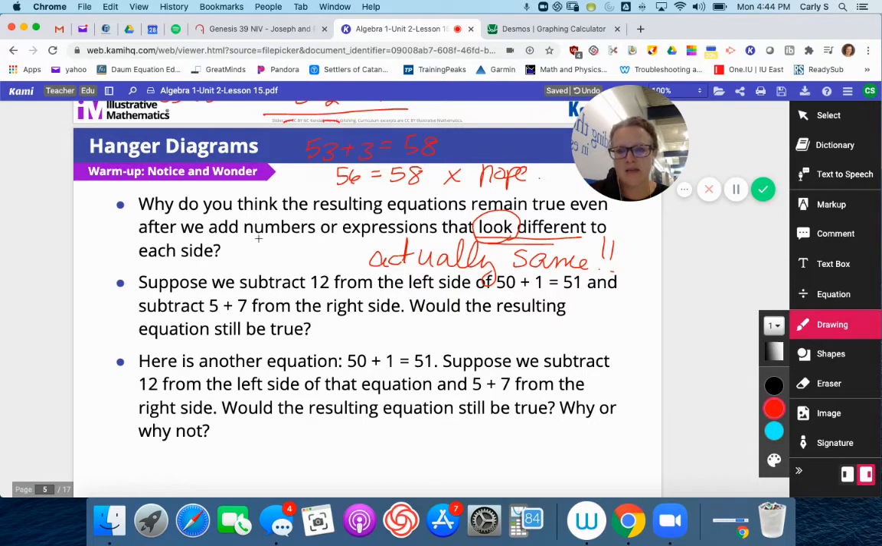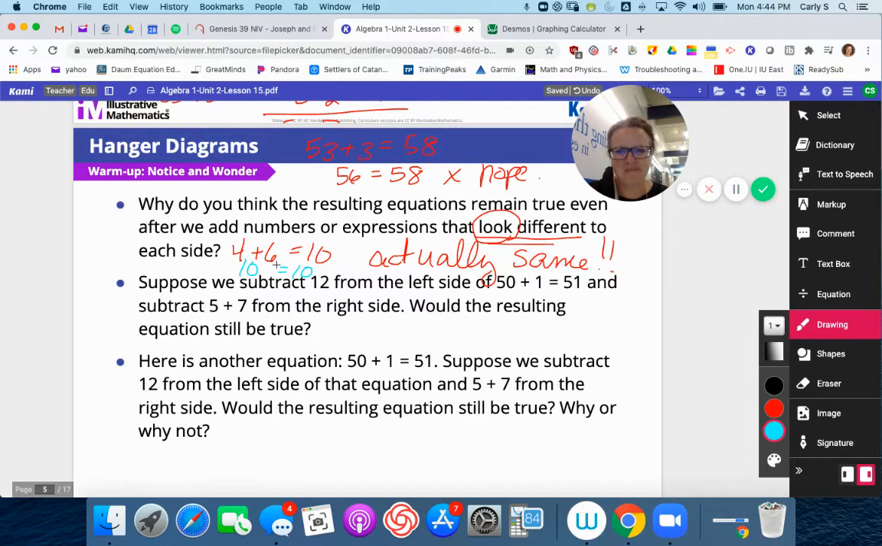Okay, just because 4 plus 6 equals 10, which we used that one, just because those look different, they're actually the same. 4 plus 6 is 10, and 10 is equal to 10. So they're the same.